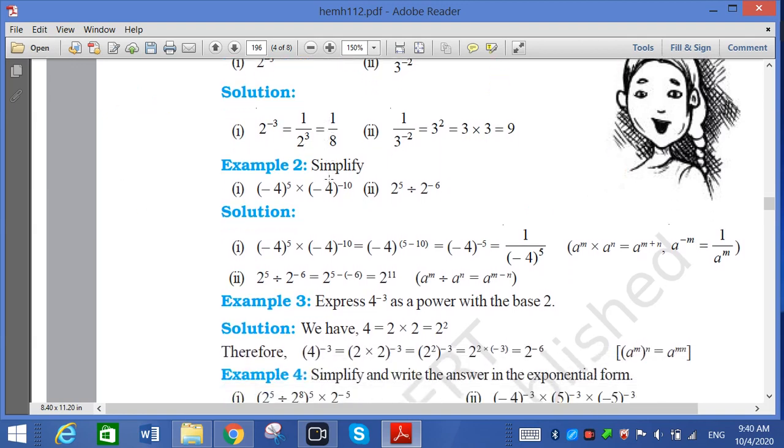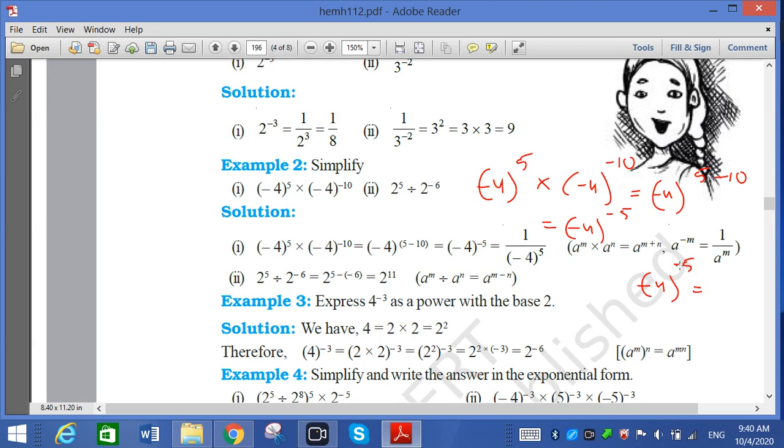Now simplify. Always, simplify means we have to simplify. Minus 4 the power 5 into minus 4 the power minus 10. So minus 4, the power 5 minus 10, that is minus 5. So minus 4 the power minus 5. But if I want to remove this negative power, then 1 upon minus 4 the power 5. That is why they are doing like that. So it is also easy, both ways we can use it.